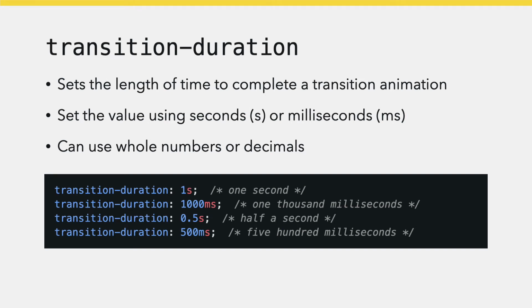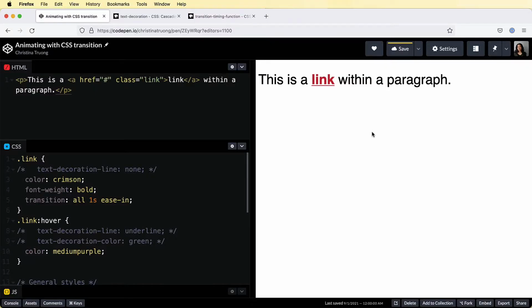Now that we've looked at how to define the property to be transitioned, the next step is to set the length of time to complete the change using the transition duration property. Set the value using seconds with the S unit or milliseconds with the MS unit. You can use whole numbers or decimals. So let's update the transition duration in the CodePen example.